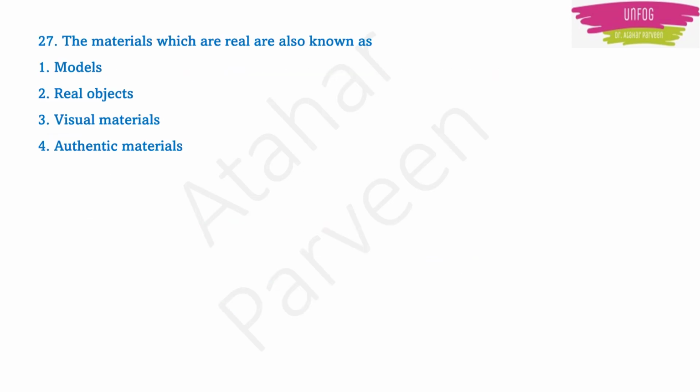Next question. The materials which are real are known as. So real materials means they are authentic materials. See, the other three options are models, real objects, and visual materials. Let me talk on them also. But authentic means real. If you go for the meaning of authentic also, it is real. Okay. So pure. Authentic means pure, you can say.